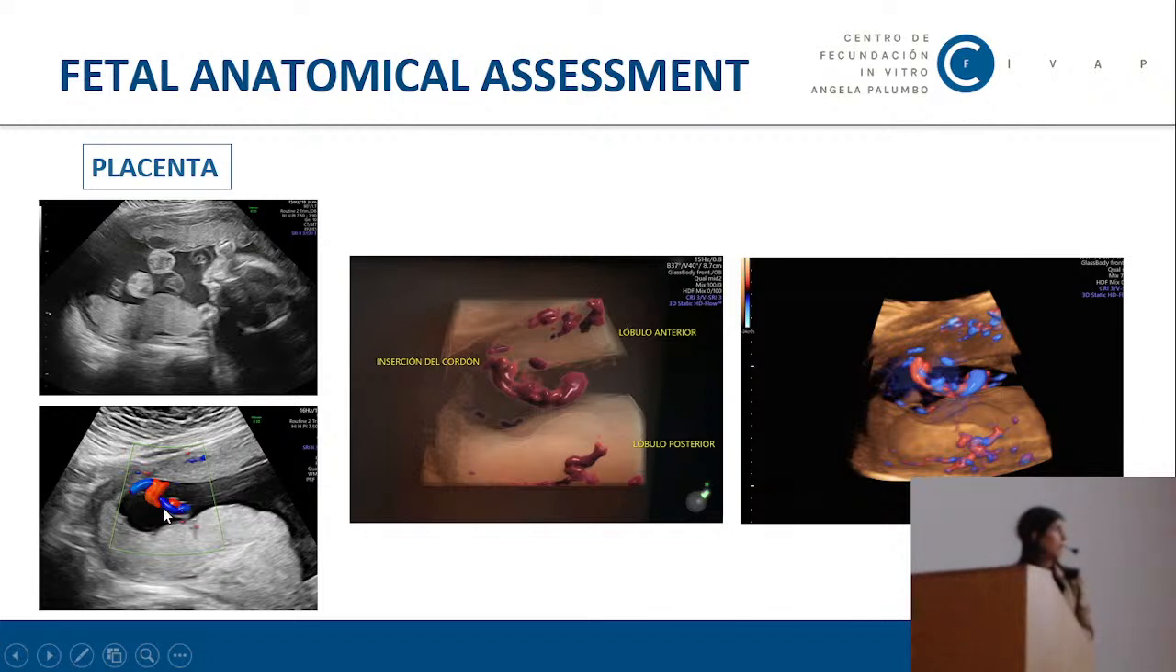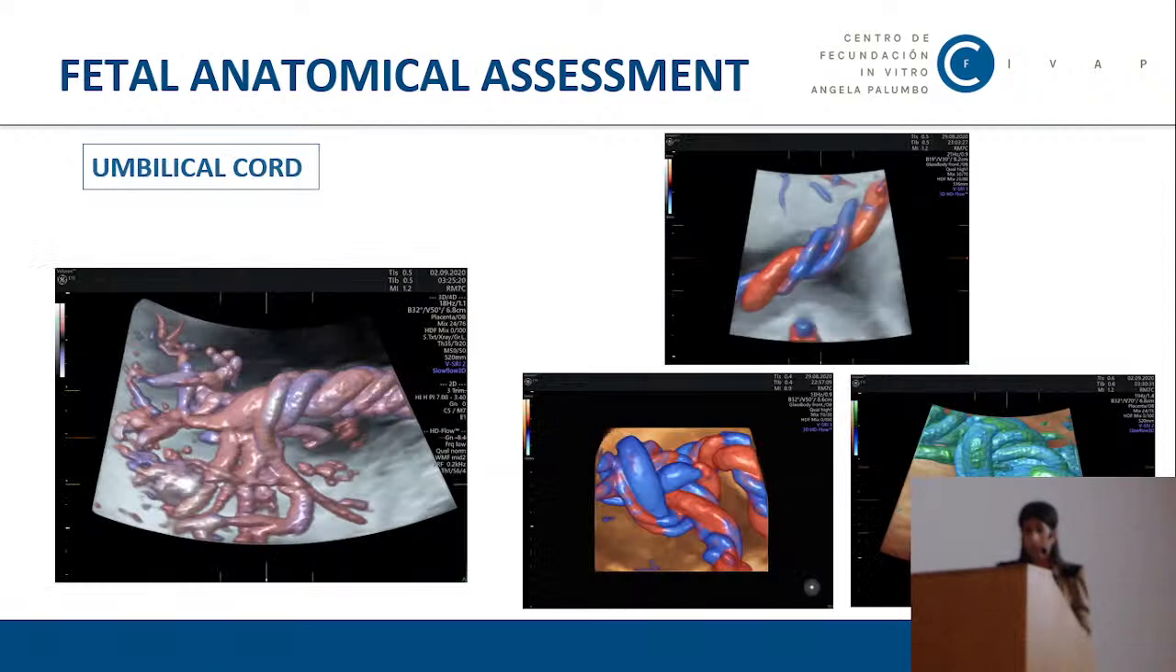So if we do a 3D here, we can see in this same patient the anterior lobe, the posterior lobe, and the cord insertion here. And it's the same picture in another display mode. We can also assess the umbilical cord, the insertion in the placenta, loops of the umbilical cord, and also the knots.